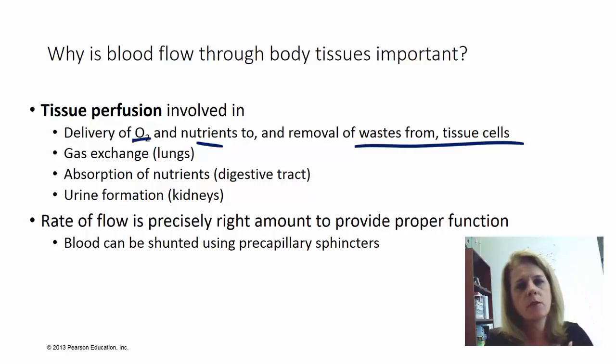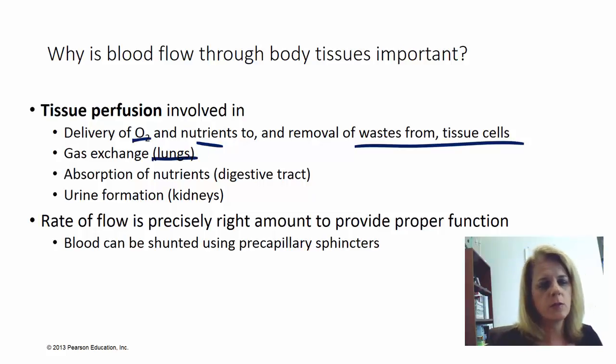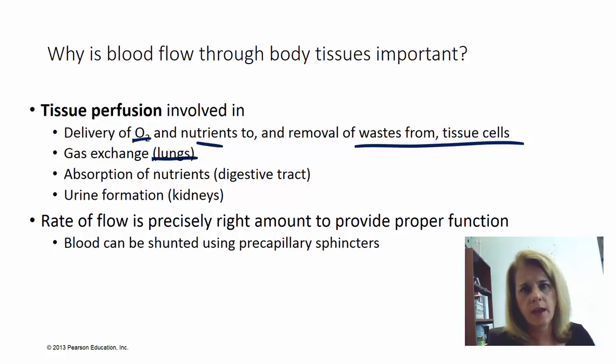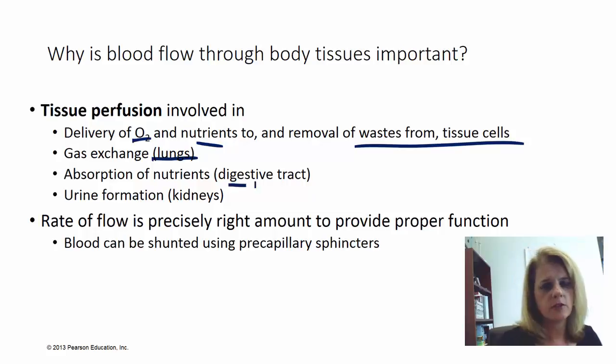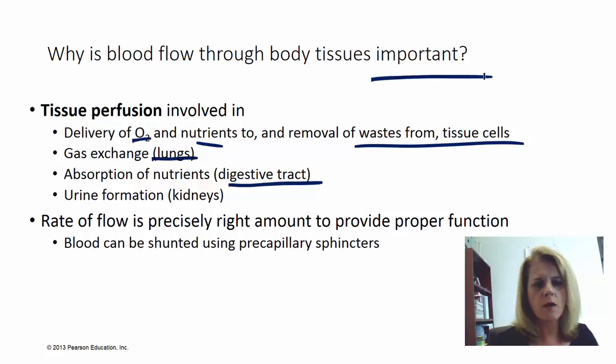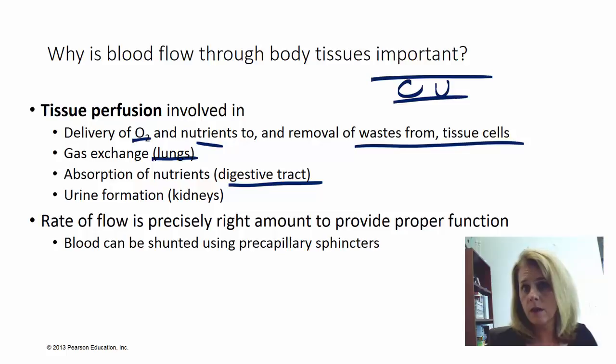Some examples of organs that are perfused and very important are the lungs. When you perfuse the lungs, the purpose is gas exchange, to bring oxygen into the blood and remove CO2 from the blood. You also want perfusion in the small intestine and the digestive tract. As food travels through the small intestine, nutrients are broken down and then absorbed into the bloodstream, so you need really good blood flow to the small intestine in order to absorb nutrients from it.